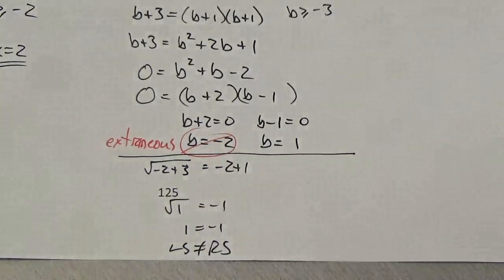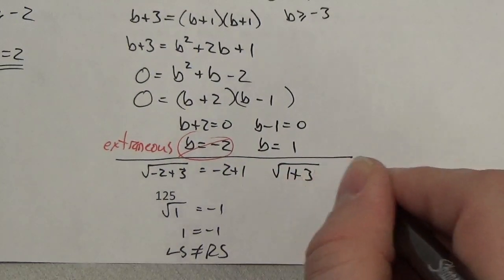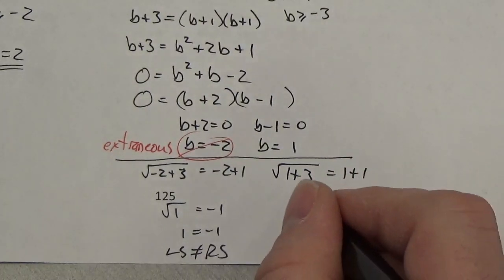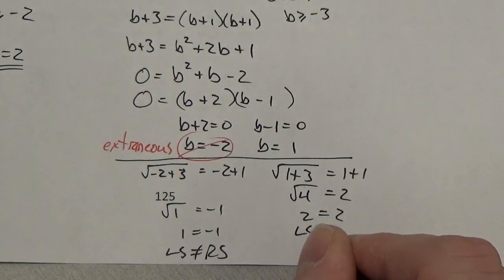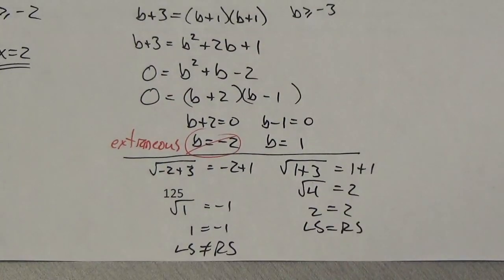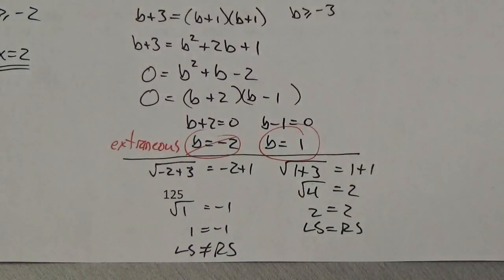Now let's try 1. If I plug 1 in, I'm going to get the square root of 1 plus 3, and that's supposed to be equal to 1 plus 1. Square root of 4 is equal to 2, 2 is equal to 2. Yes, left side equals right side. So the solution that we get is this one right here, b is equal to 1.